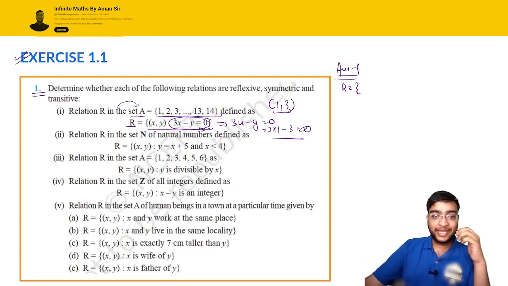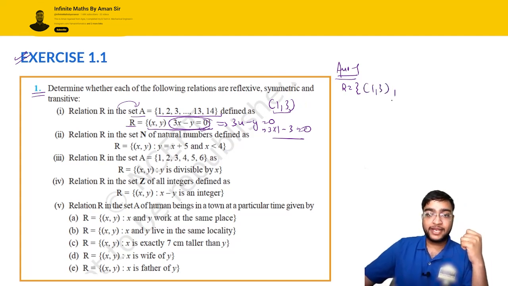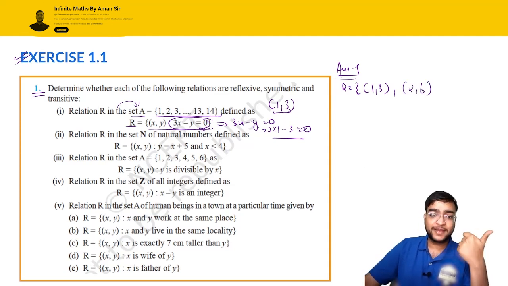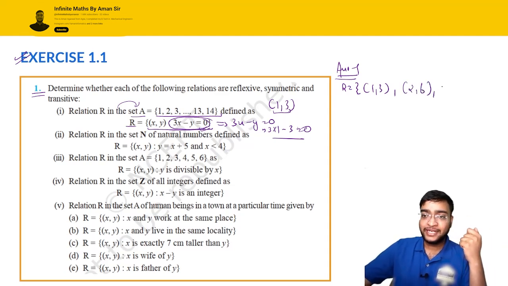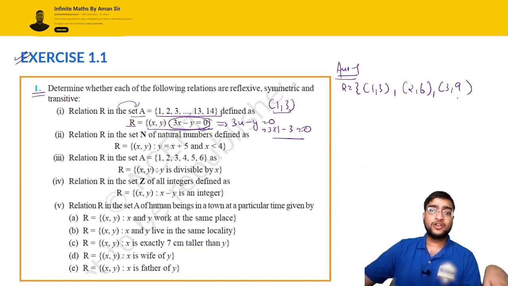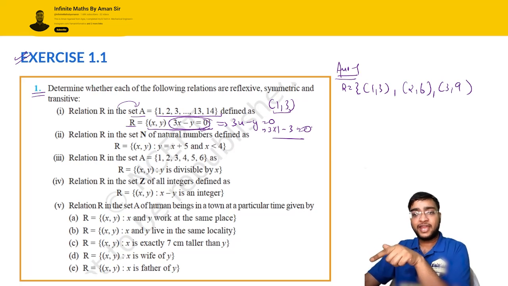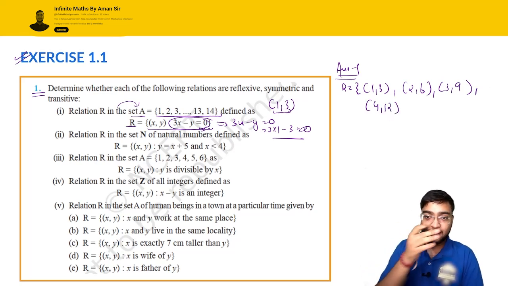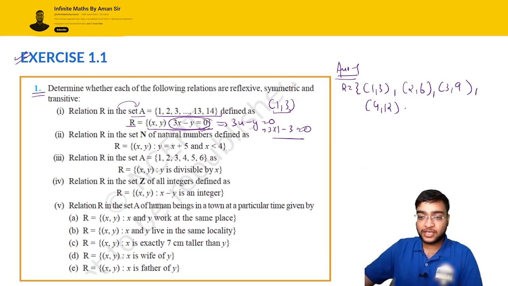Can I take 1 comma 3 here? Okay sir, no problem, 1 comma 3 is here. Let's see, can I take 2 comma 6 here? That is also true sir, because if I take 2 here, then 6 minus 6 equals 0. That's very true. Can I take 3 comma 9 here? That is also true sir, because the multiple of 3 I have taken, that multiple of 3 minus the y ultimately comes to 0 only here. Can I take 4 comma 12 here? That is also true sir, because I take this element and it works. Can I take 5 comma 15 here?